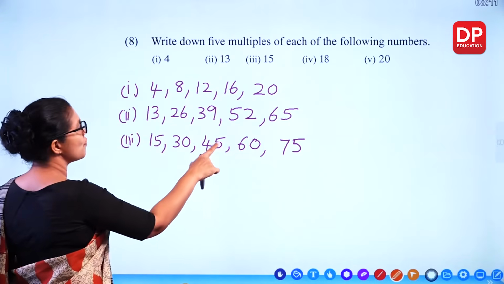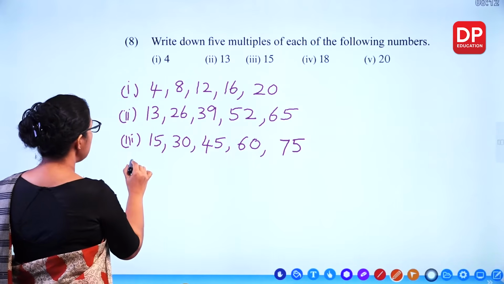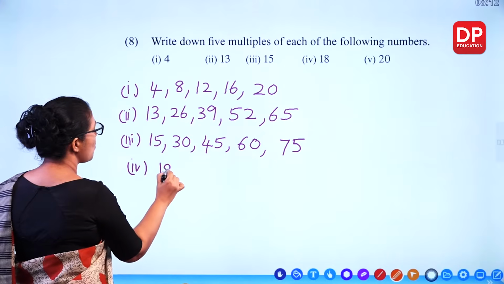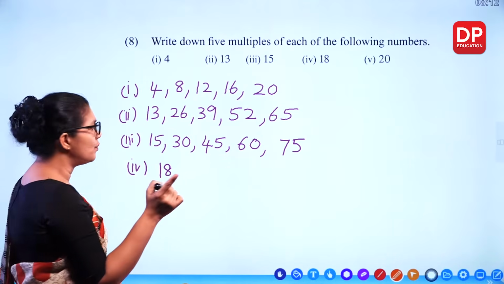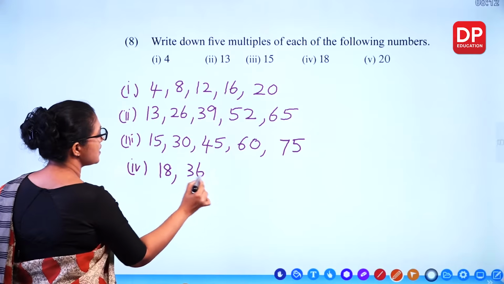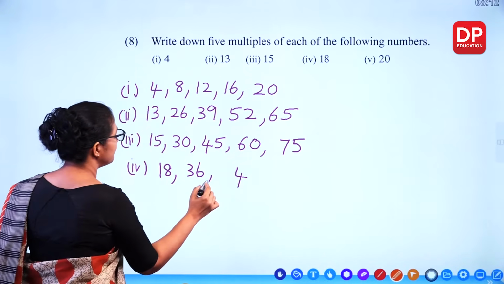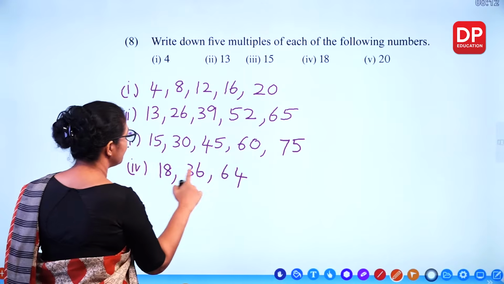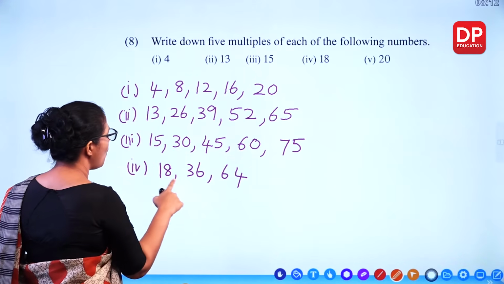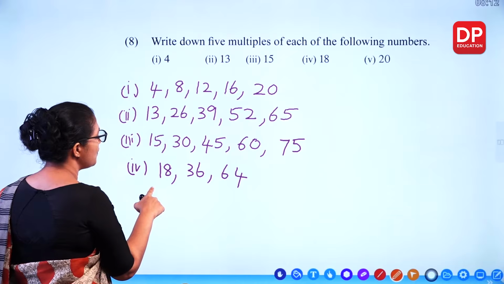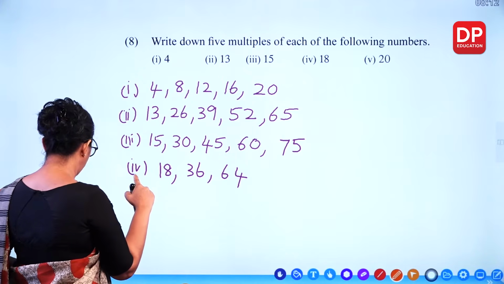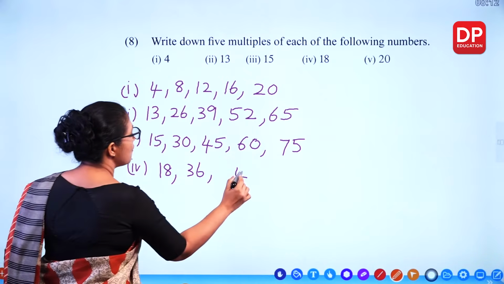So, 1, 2, 3, 4, 5. 18. 18 times 1, 18. 18 times 2, 36. 18 times 3. 3 times 8, 24. 3 times 1, 3. 3 plus 2, 5. 54.